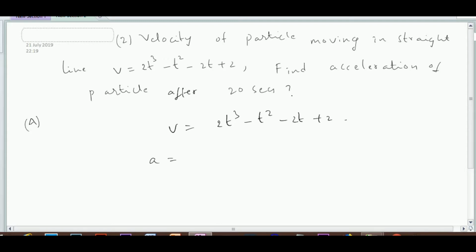As we know that acceleration is the rate of change of velocity. So simply differentiate that equation with respect to t and we will get 6t square minus 2t minus 2.